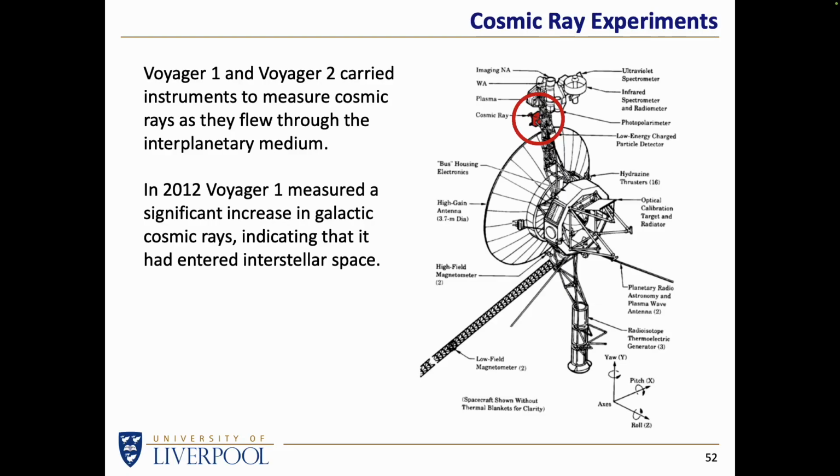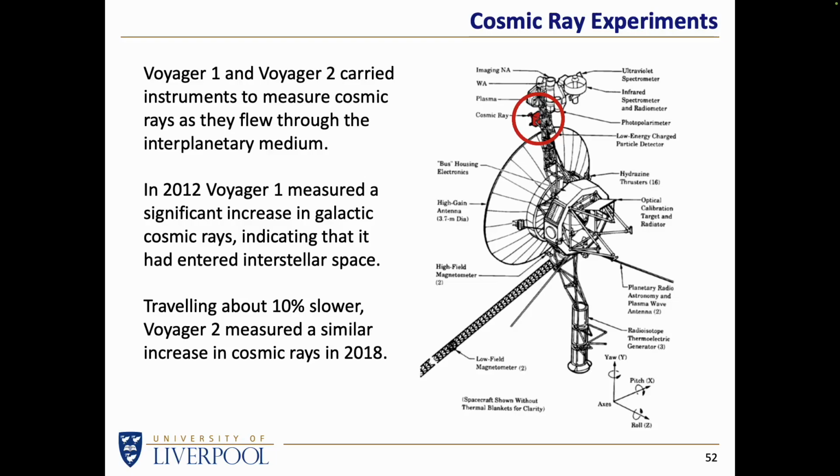Back in 2012, Voyager 1 detected a change in the cosmic ray flux, and it was determined that that change in cosmic ray flux signified the fact that Voyager had left the solar system. Voyager 2 is traveling at a different speed. Remember, Voyager 1 went to Jupiter and Saturn. Voyager 2 continued from Jupiter and Saturn onto Uranus and Neptune, and it didn't get a gravity assist from Neptune.